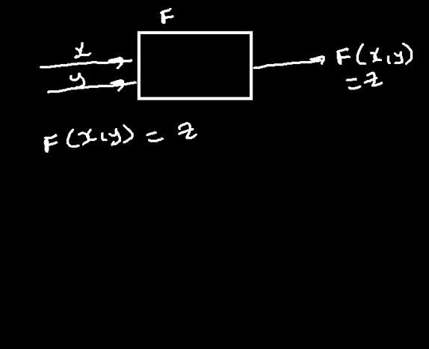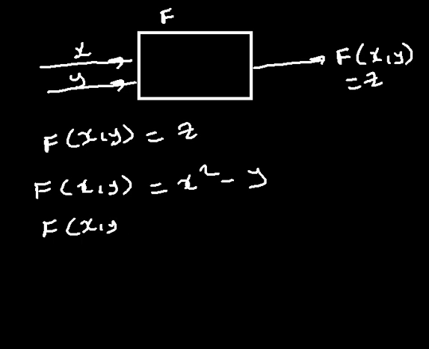So what are the examples we can have? We can have f of x comma y is equal to, let's say, x squared minus y. You can have that. And let's say you can have f of x y, let's say, is equal to negative x squared plus, let's say, 2y.